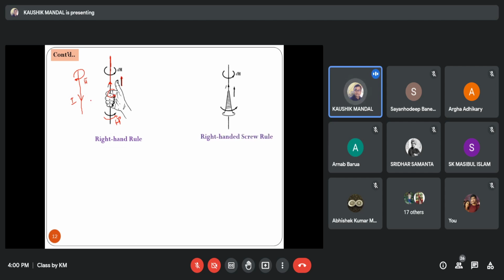Apart from this right hand thumb rule, you can also apply the right hand screw rule. That is, if you use a right-handed screw and the point of the screw is towards the direction of current, then you have to move the screw in that direction. That will represent the direction of magnetic field intensity. So either by using the right hand thumb rule or right hand screw rule, you can easily find out the direction of induced magnetic field intensity.